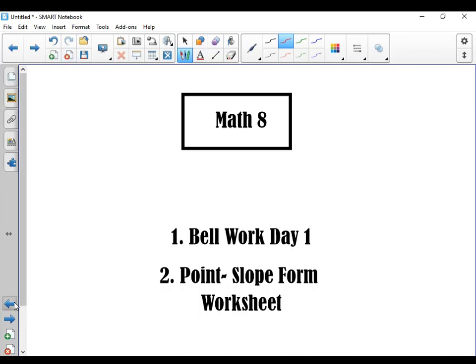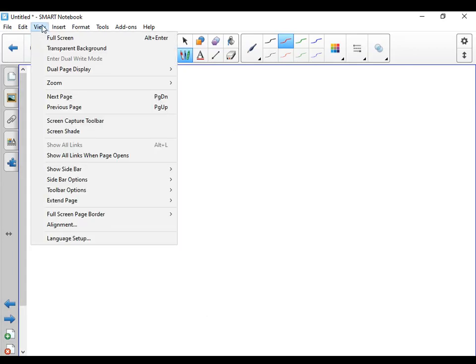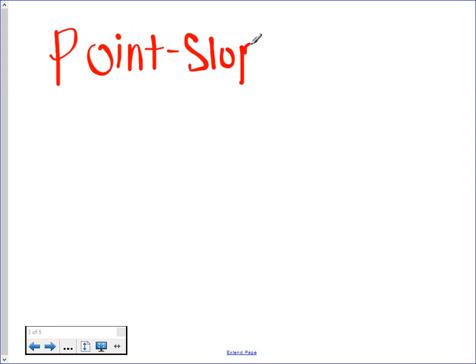Right, so today we are talking about point slope form, and I'm going to write this down for you really quick. Point slope form is another form that 8th graders are responsible for knowing. I really like point slope form. It's pretty self-explanatory once you get the hang of it.